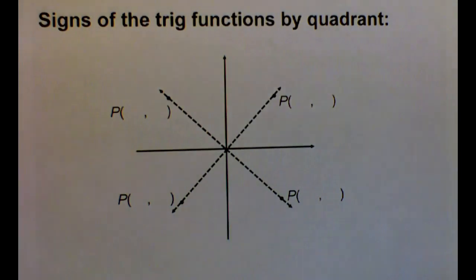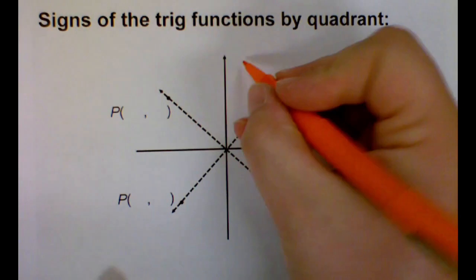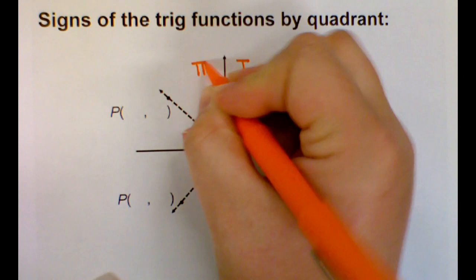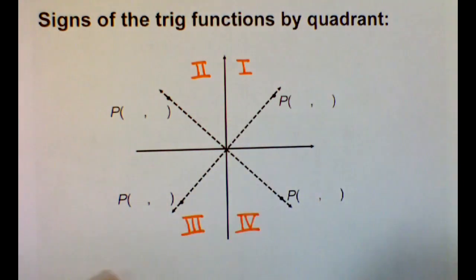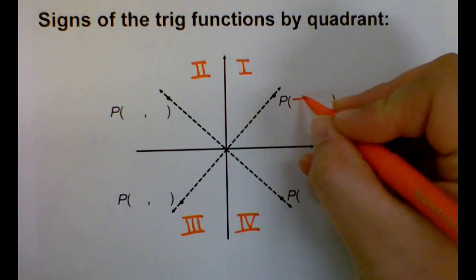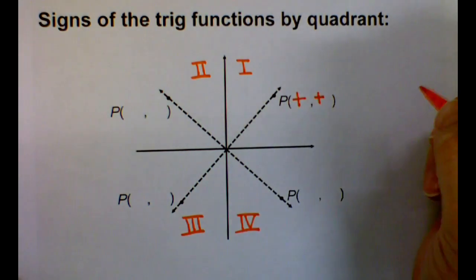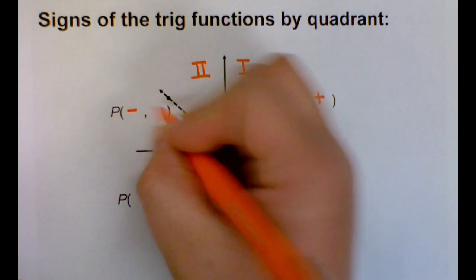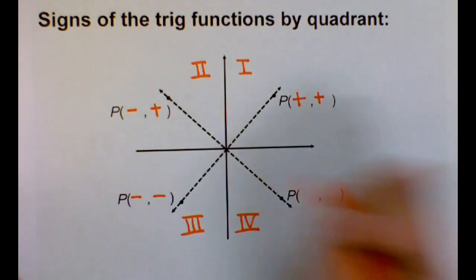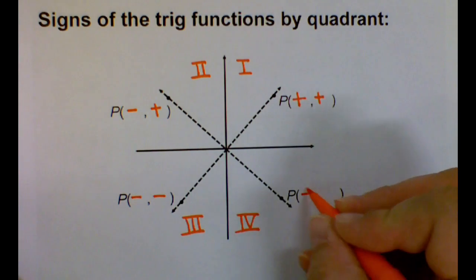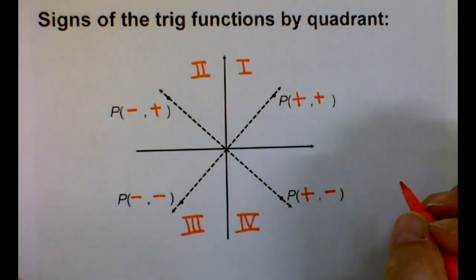It's also very important to know the signs of the trig functions by the quadrant that they're in. So in the first quadrant, remember, quadrants are numbered 1, 2, 3, 4. In the first quadrant, our points are positive, positive. In the second quadrant, we go negative, positive. In the third quadrant, we have negative, negative. And in the fourth quadrant, we have positive, negative.